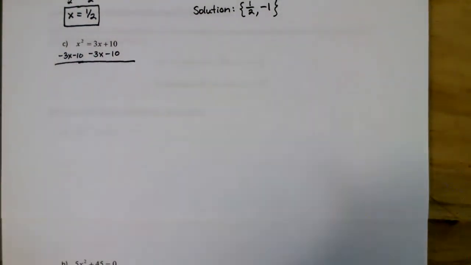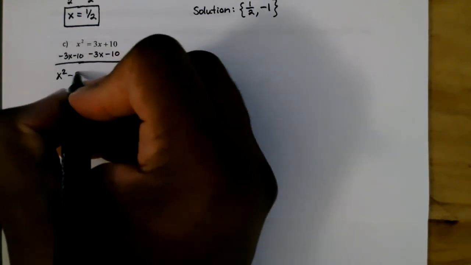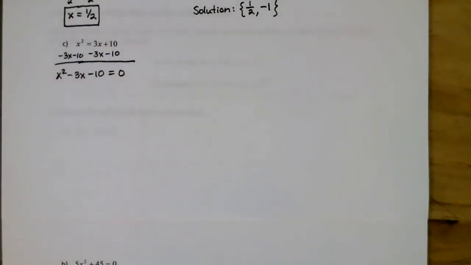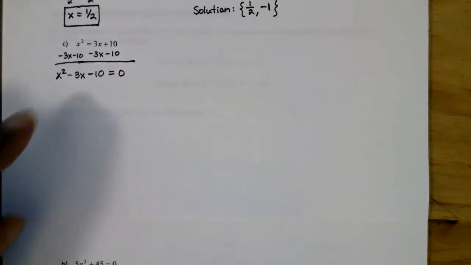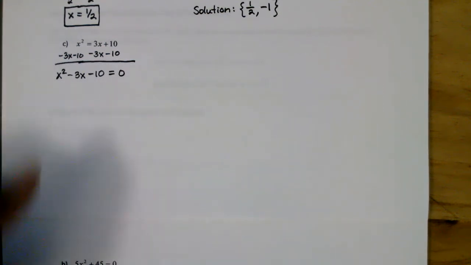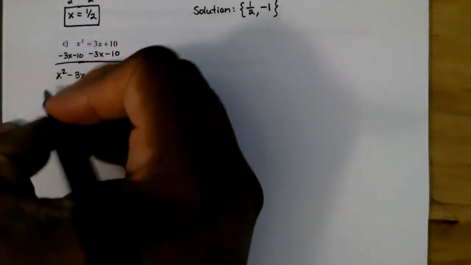So when I finish this, I'm going to bring down the x squared. I'm going to put that in front. And then minus 3x and minus 10 equal 0. So now I have a 0 on the right side and all my terms on the other side. So this quadratic expression, I can go and factor this into 2 binomials because I got 3 terms.